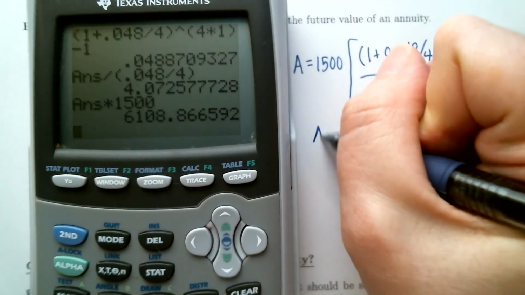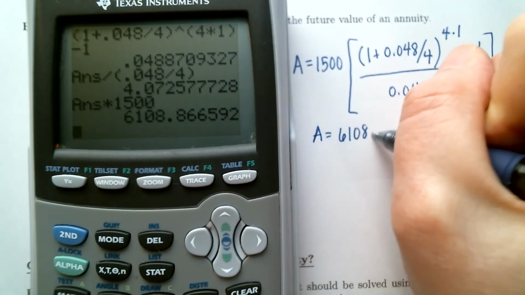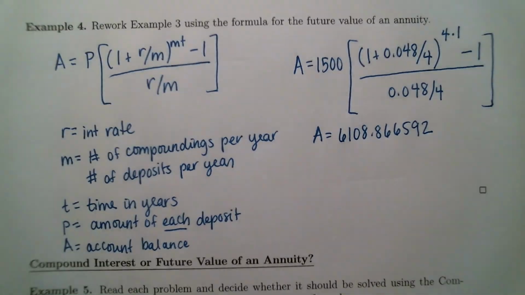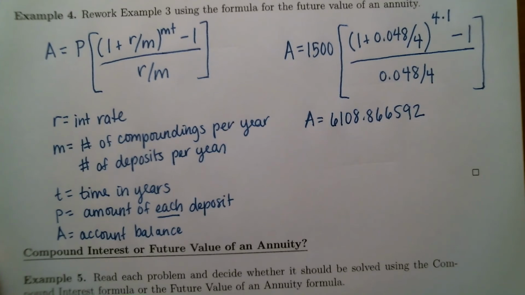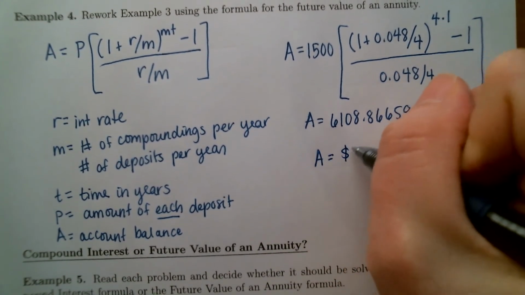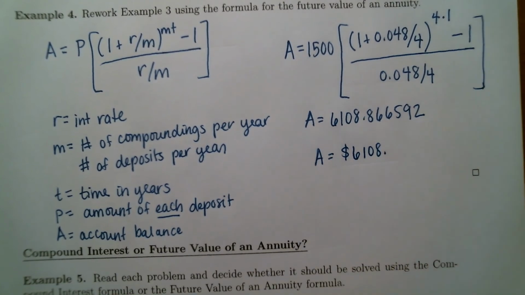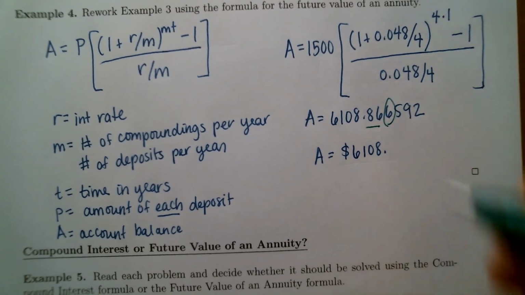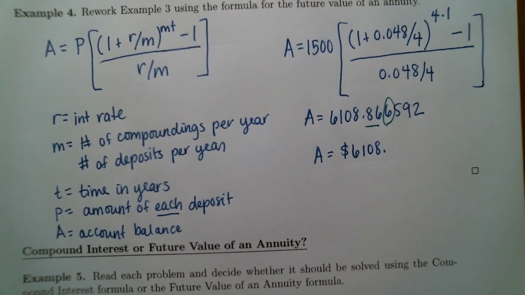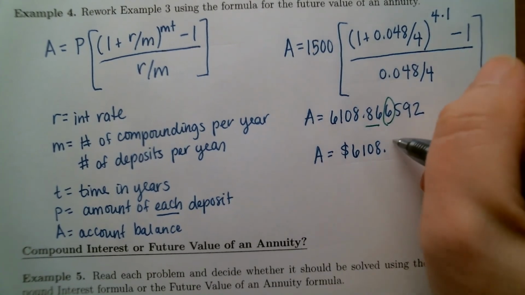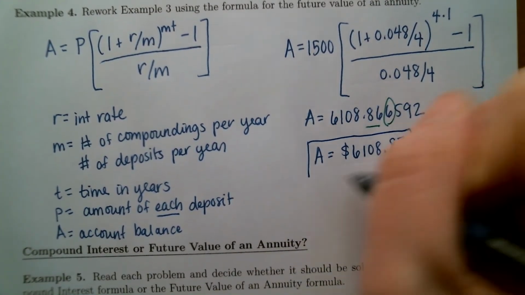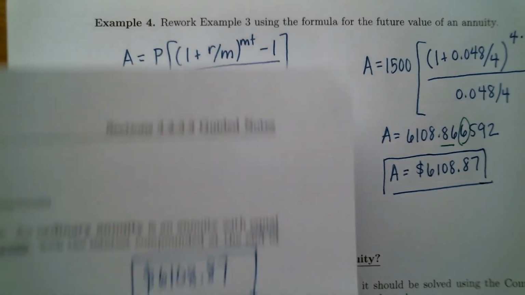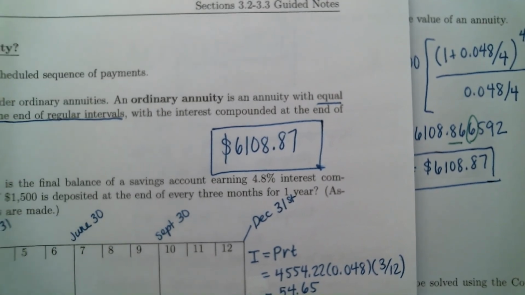Let me go ahead and write this number out, and then we'll talk rounding. Remember, account balance has to be dollars and cents. So we've got $6,108, and then we've got 86 cents. You need to look at the number after the 86 cents. Since it's a 6, you need to round up to 87 cents. So that is your account balance that you've obtained from using the formula, and you should notice it's exactly what we got when we mapped it out in example 3.